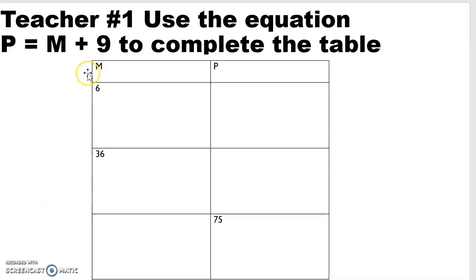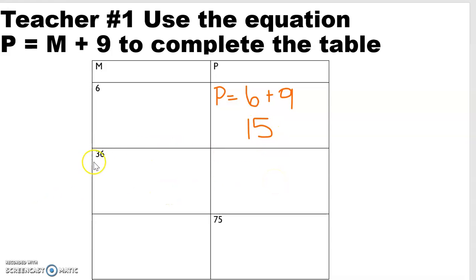In each of the tables we work on, we'll have a label indicating which value is which. So this is my m column and this is the p column. To solve for the empty boxes in my table, I'm going to need to substitute the value on the other side into the equation. So this 6 in the first one is representing the m value. To solve for the p value, I'm going to put 6 in place of the m and evaluate that expression. So 6 plus 9 means this p would be 15.